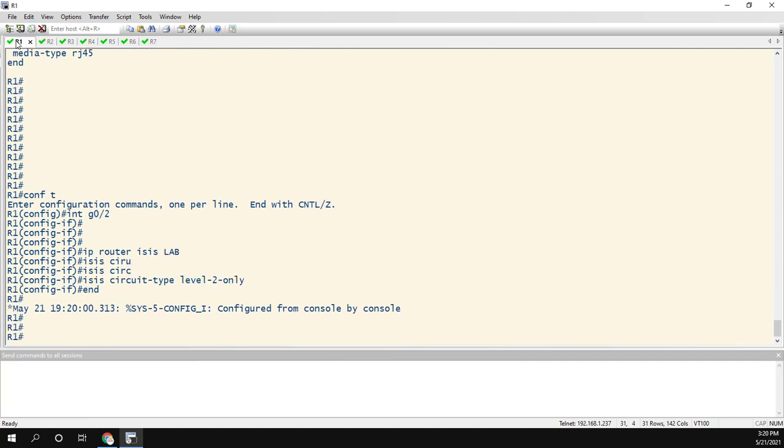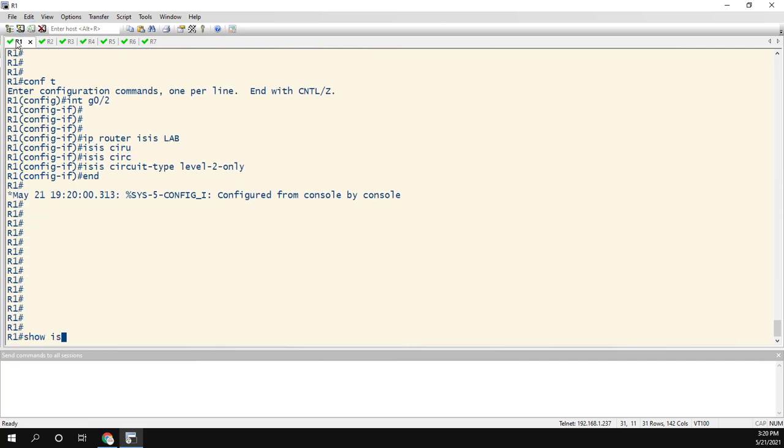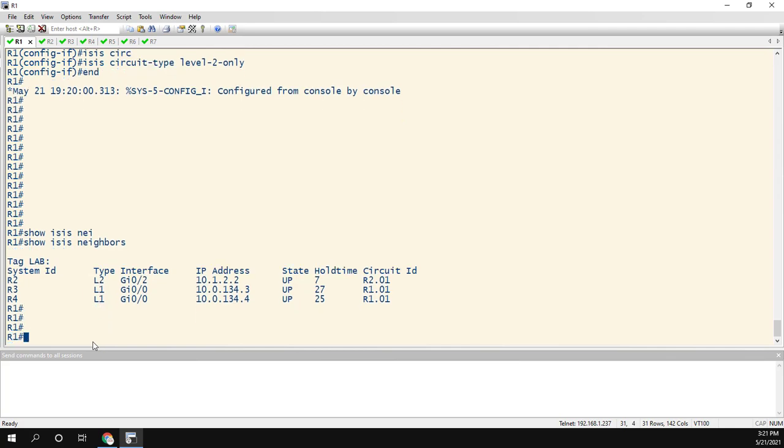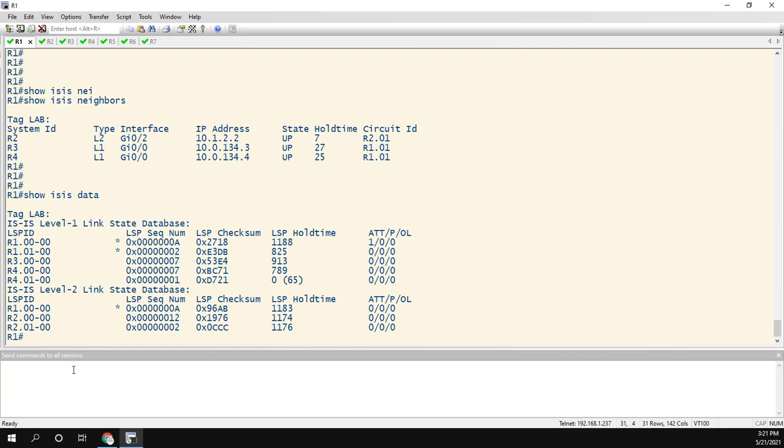So let's go back to router 1. Let's show ISIS neighbors. And we can see it is router 2. It's a level 2. And we're up and running. So now if I do a show ISIS database, I have my level 2 link state database, but notice that I only have router 1 and router 2 in it. I don't have any of the other routes from router 1's area 20.